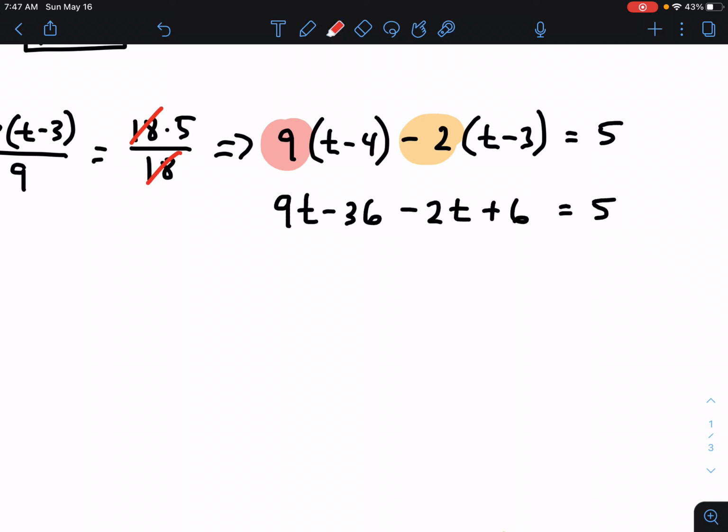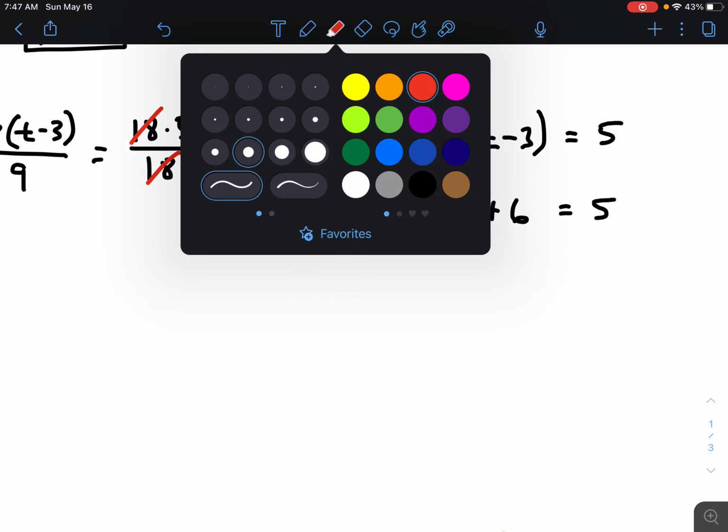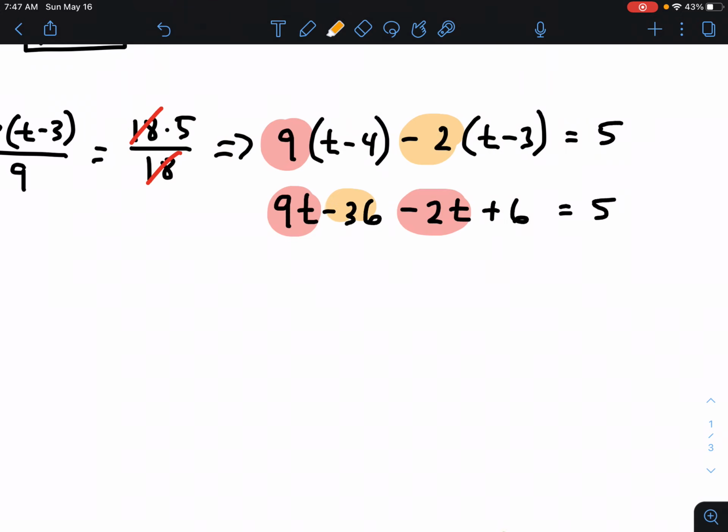Okay, so now we can combine like terms. So I'm going to combine this and this and that and that. Notice how I got those signs in there? That's really important. So 9 minus 2 is 7. So we have 7t. 7t, not 70.